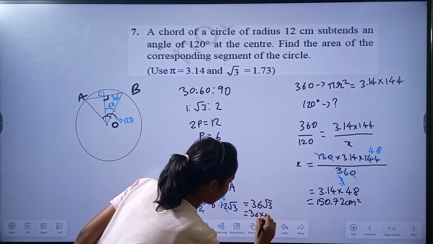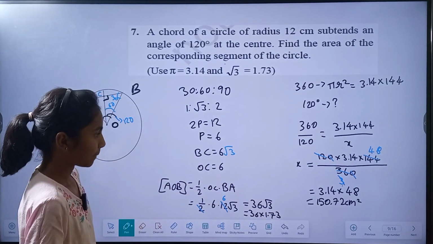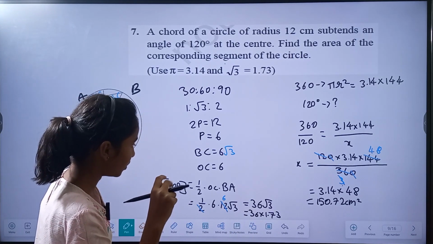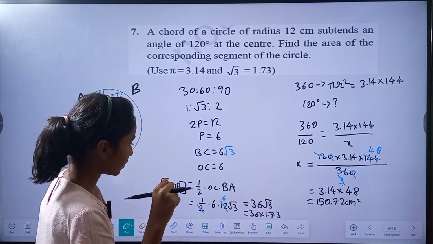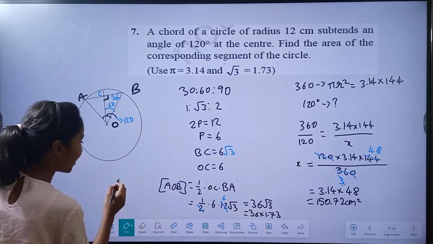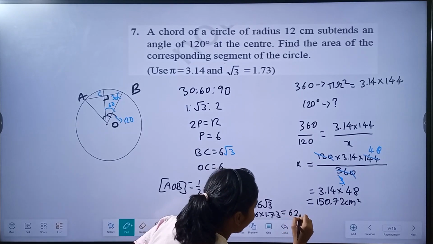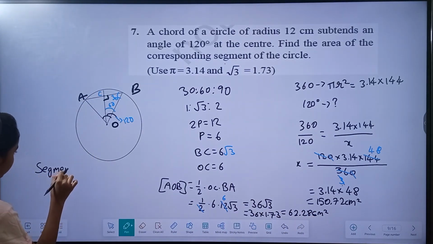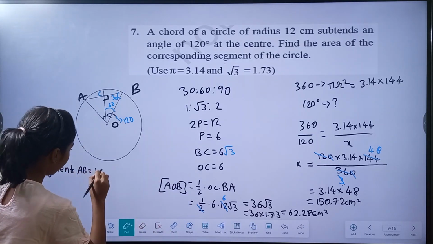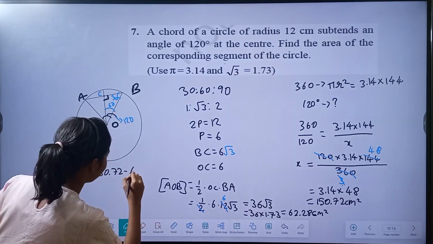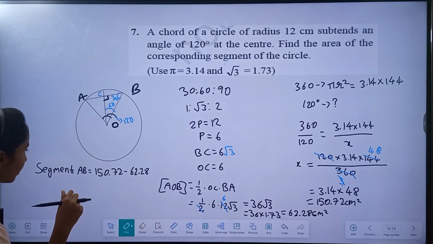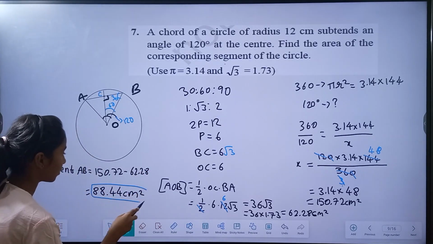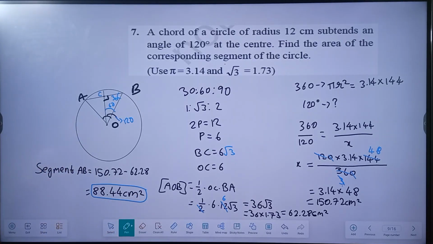This one equals 36 into 1.73. Just a calculation, multiplication. We get 62.28 centimeter square. The required area of the segment AB equals 150.72 minus 62.28, which is 88.44. 88.44 centimeters square is the corresponding segment area.